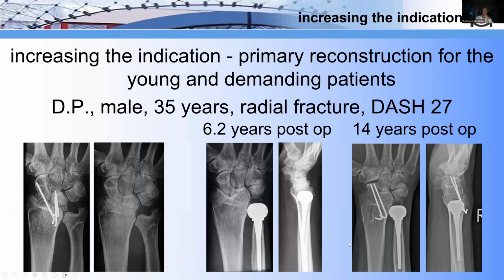After we have seen that this method works very well to restore stability in the painful instability patients following resection arthroplasties, obviously we increased the indications, especially in the young and demanding patients, to primary reconstruction in the destroyed distal radio-ulnar joint. Because what we did see is that most of our patients with resection arthroplasties that failed and developed painful instability were young and demanding patients.